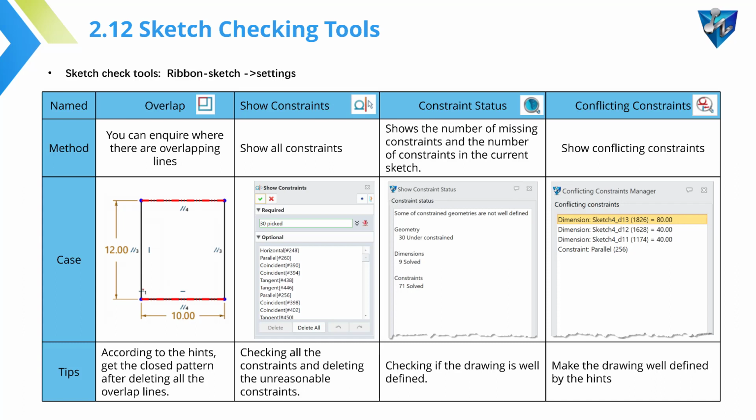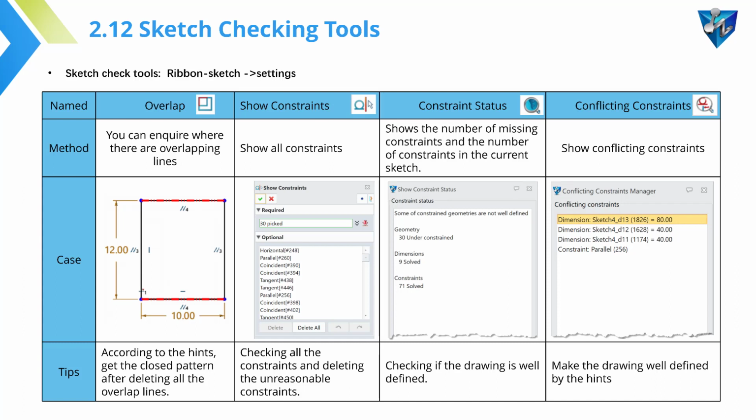In this part, I will introduce the sketch checking tools, which can also be found under the sketch ribbon. As you can see from this slide, we provide 4 different kinds of sketch checking tools. The first one is the overlap checking. With the overlap checking, you can check whether there are some overlapping lines on the sketch. And after that, when you find some overlap, you can delete the overlapping line.